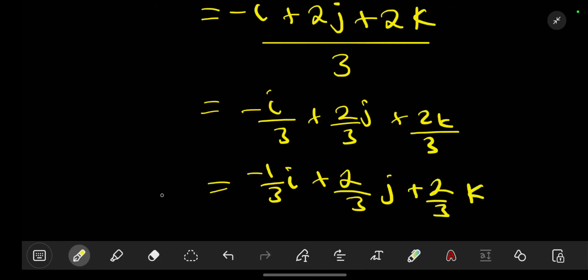So this is the unit vector they want you to obtain, your 6 marks there. Let's move on to our next question.